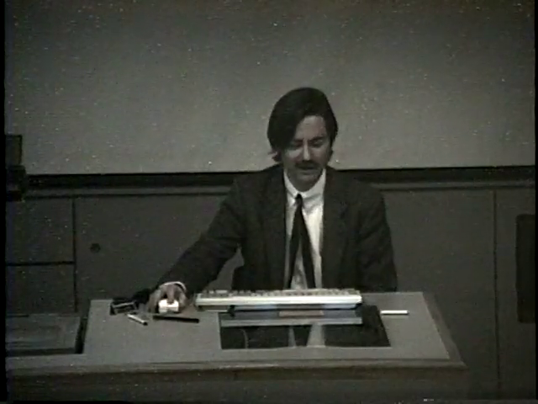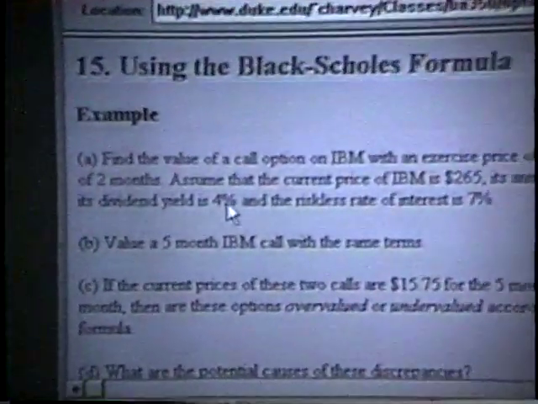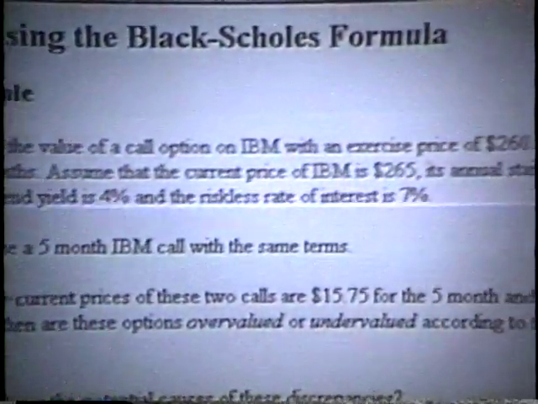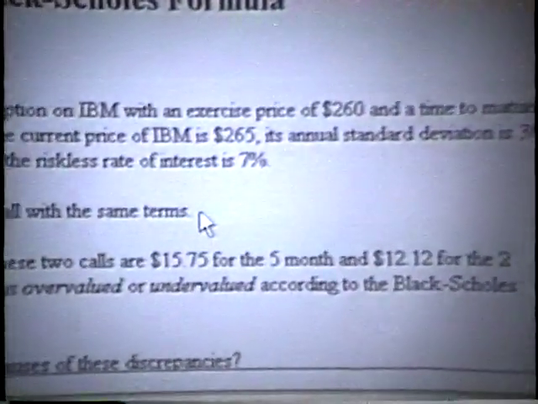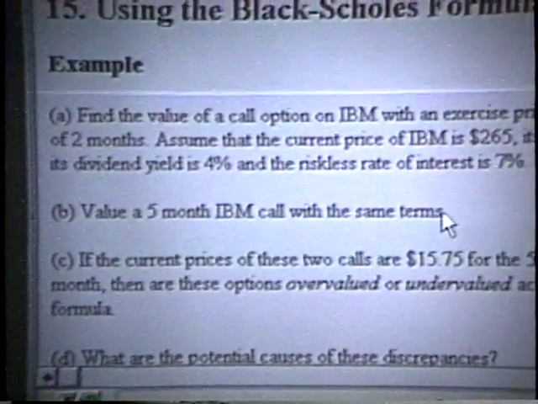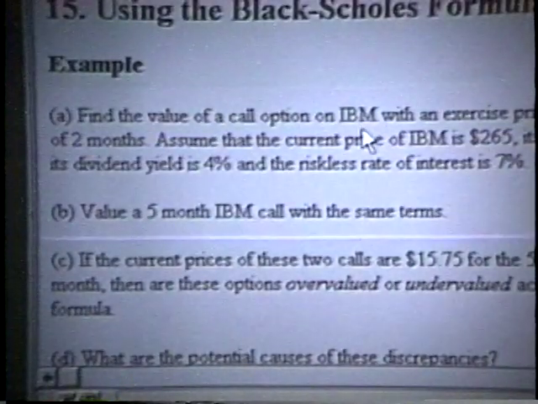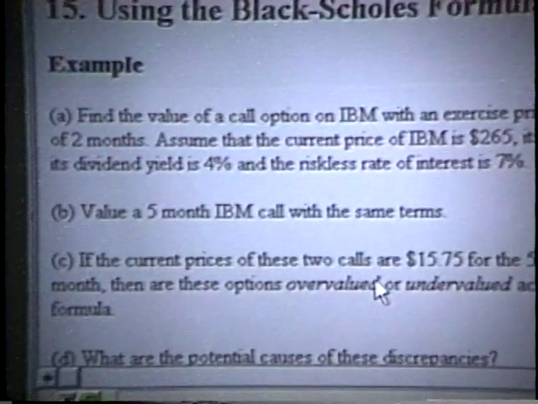Okay, so it's got a dividend here. And I'm going to make a simplifying assumption. I'm going to assume that the dividend yield is like a continuous dividend yield. But you'll see how I do that. So it says value the 5-month call under the same terms. So if it's the same terms, should the 5-month be worth more than the 2-month, or the 2-month more than the 5-month? The 5-month should be worth more.